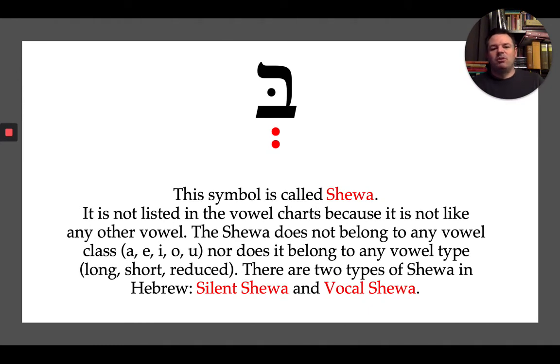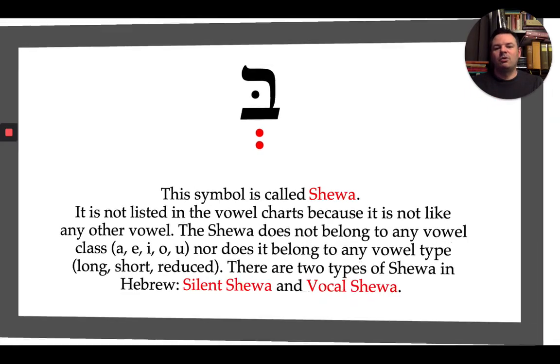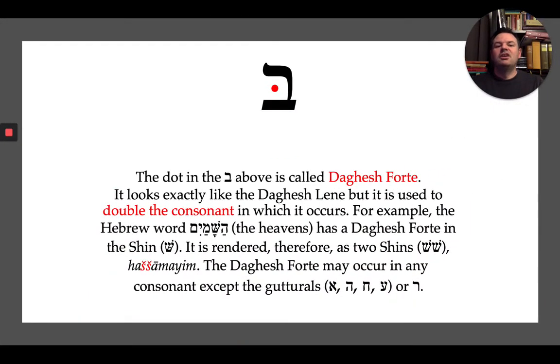This next symbol, so if you see those 2 dots that are under the bait there, that's known as a schwa. The schwa is a very short vowel sound. Sometimes it's vocal, sometimes it's silent, and we'll talk about that a little bit more in lessons to come. So it is a very common vowel sound. Sometimes it's vocal, sometimes it's silent, and sometimes you'll see a dot in a word.